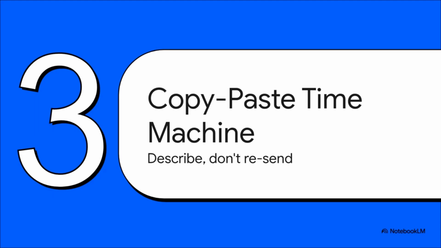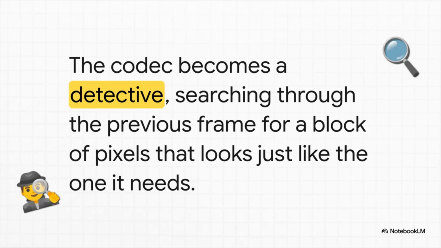So how does this lazy approach actually play out? Well, this is where the copy-paste time machine comes in. The whole goal is to describe what's changing on screen without ever having to resend the original pixels. This is where it gets really, really clever. The codec looks at the current picture in little tiny blocks, and for every single block, it acts like a detective. It travels back in time to the frame that just happened a split second ago, and it hunts for a block of pixels that's a perfect match. It's looking for stuff that has just moved.